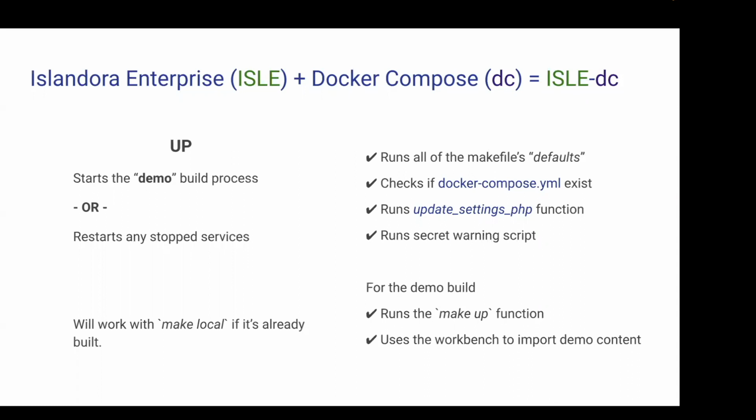Some of the things that it does when it does make up: it runs all of the Makefile defaults. It checks to see if docker compose.yaml exists in the root directory. It runs the update settings PHP file, which is a little complicated in my opinion, if you haven't had a chance to look at it. It also runs a little script that's your secrets warning. So we'll touch base a little bit more on secrets in a bit. And from a demo build, so not just local, but from demo, it also runs the make up function and uses Workbench to do the imports, which wasn't originally the case.